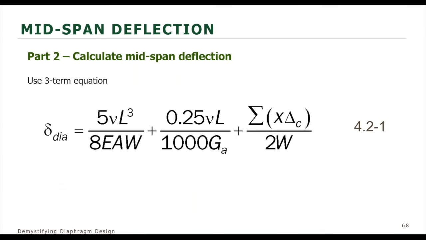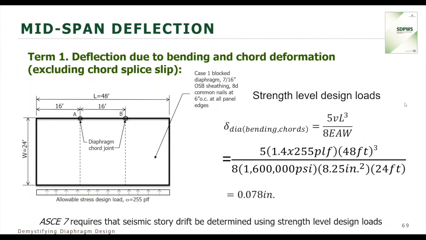But back to the design of this example, we're going to take it at that 16 foot. So now to determine the deflection at the midspan, we are going to use the 3-term equation, which is shown here. And this is the second part of the design example. For the first term, instead of doing an allowable stress design as we did for the chords, we're going to do a strength level design, which is required by ASCE 7.